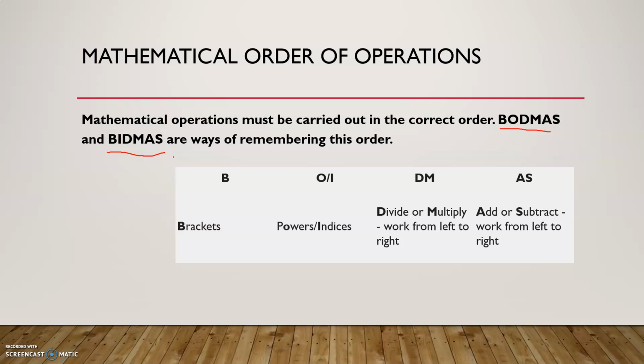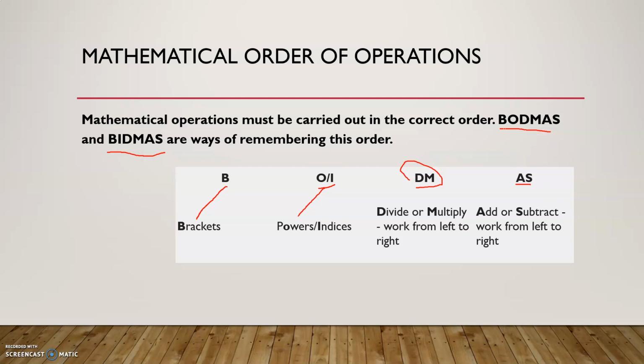BODMAS or BIDMAS stands for B for brackets. So if we have any brackets in a mathematical term or equation, then we have to work out the brackets first. After that, we go to power or indices, and then DM stands for divide or multiply, and then we go to AS, which is add or subtract.